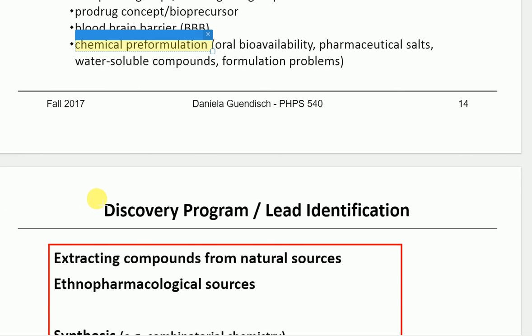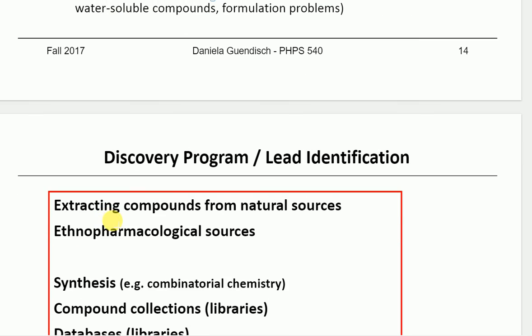Into the architecture, there is more on the discovery program and lead identification.